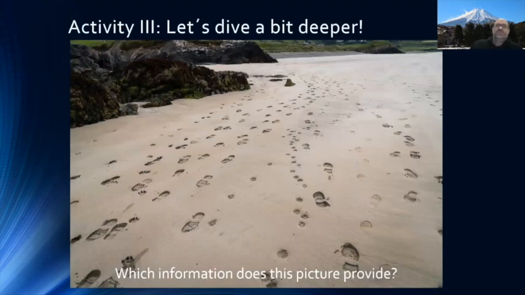A third activity. I found this nice picture on the internet, and I would just want to ask you, which information does this picture provide? So this time, please don't use the chat, just use the microphone and say what is your idea about the information you find in this picture.